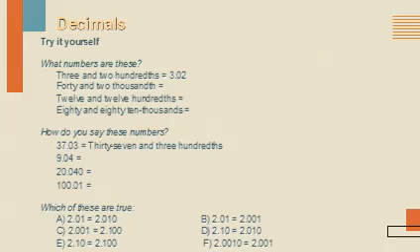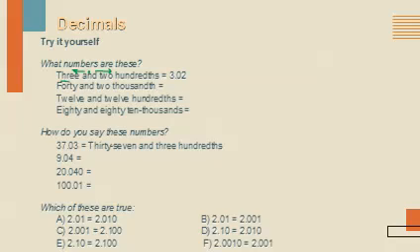Now let us apply some exercises in order to get the idea. So what numbers are these? I already gave you the word form, and you have to tell me the number, okay? The first one is done for you. So it's 3 and 2 hundredths. Whenever you see the word "and," it indicates that we have a point. So everything to the left is the whole part, and everything to the right is the decimal part.